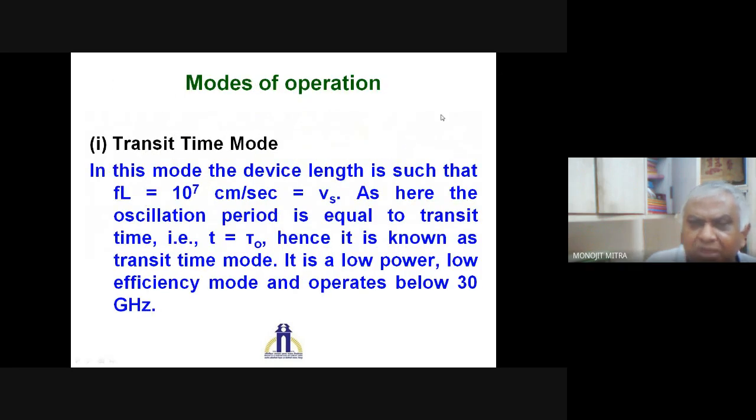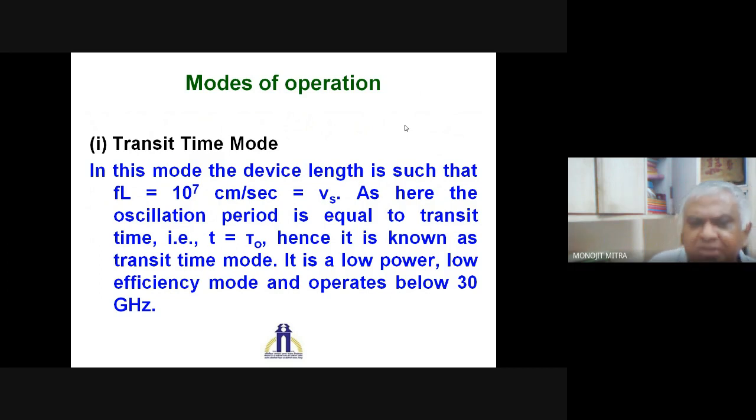So now we'll go through the modes of operation of the Gunn diode. A Gunn diode can operate in 4 different modes. One is called transit time mode. You can ask me, sir, what is transit time? I told you earlier, if you recapitulate, then you will find that transit time is the time taken by the charge carrier to cross the active region of the device.